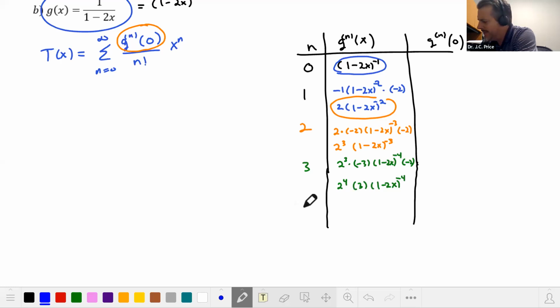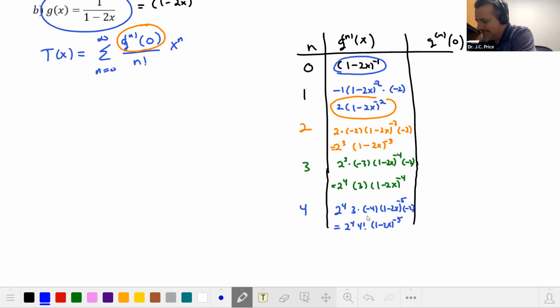And let's do this one more time. So let's take the next derivative. So now the negative 4 is going to come down. So I'm going to get 2 to the 4th, a 3 times negative 4, a 1 minus 2x to the negative 5, and then times the derivative of the inside, which is a negative 2. I think I see what's happening. So this is going to be equal to, I'm going to leave that 3, I have 4 times 3 times 2. So I'm going to leave that alone because it looks like that's a 4 factorial. And then 1 minus 2x to the negative 5.